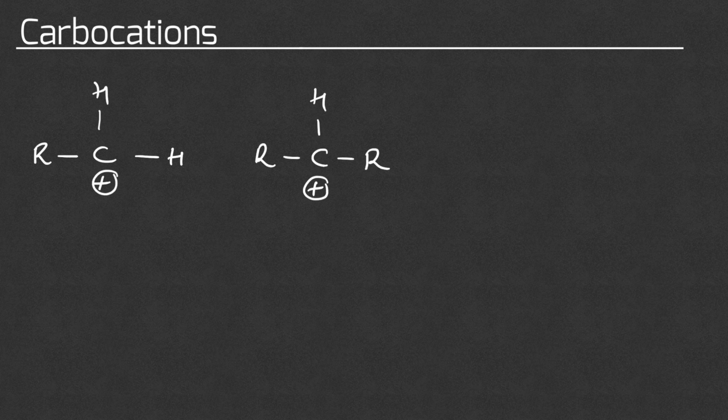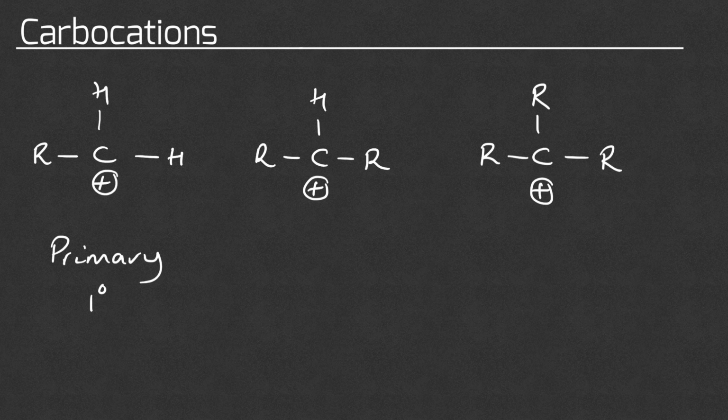You could have a carbocation with two carbon chains attached to the carbon with a positive charge and one hydrogen on it. Or you could have a carbon with a positive charge with three carbon chains coming off it. If a carbocation only has one carbon chain attached to the carbon with a positive charge and the rest are hydrogens, we say that is a primary carbocation.